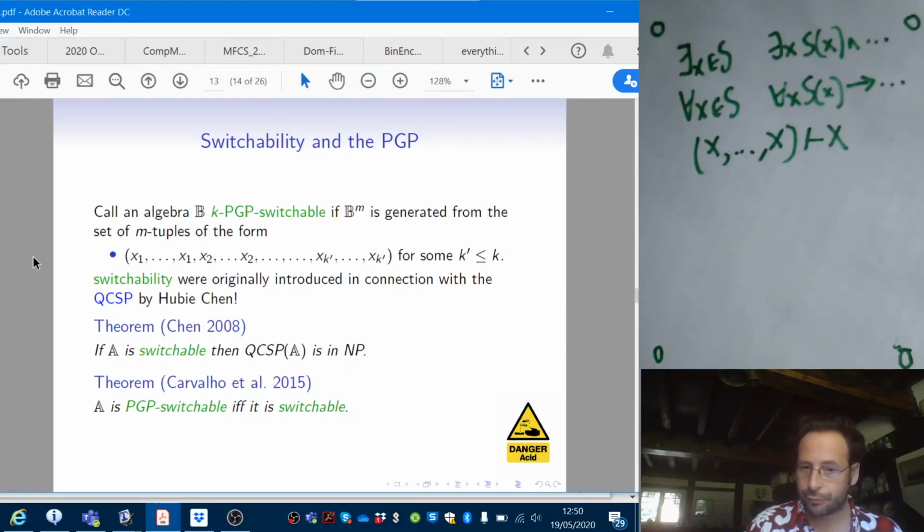And switchability, which is a related notion, was originally introduced not in the world of algebra, but in the study of quantified constraint satisfaction problems by Hubie Chen. And he gave a different definition of switchability that is based on reactive composition of adversaries. It's a more complicated definition. And he showed that when you have this notion of switchability, the corresponding QCSP drops in complexity from P-space complete to NP. And in a previous paper I've worked on, we can actually prove that these two types of switchability, the simple switchability that I've defined here and the more complicated type that Chen defined, are in fact interchangeable.